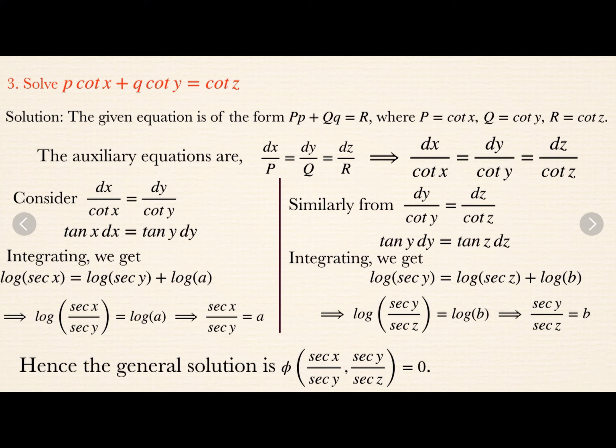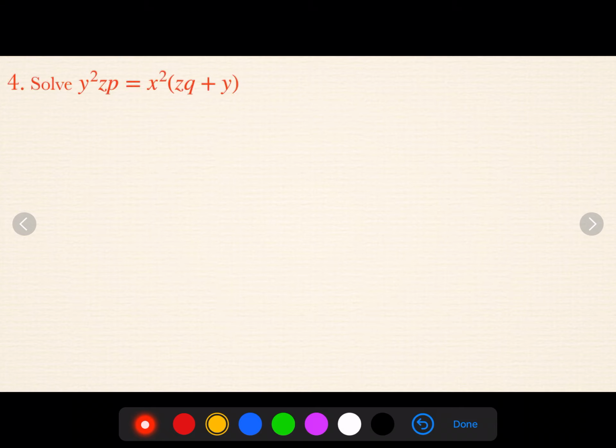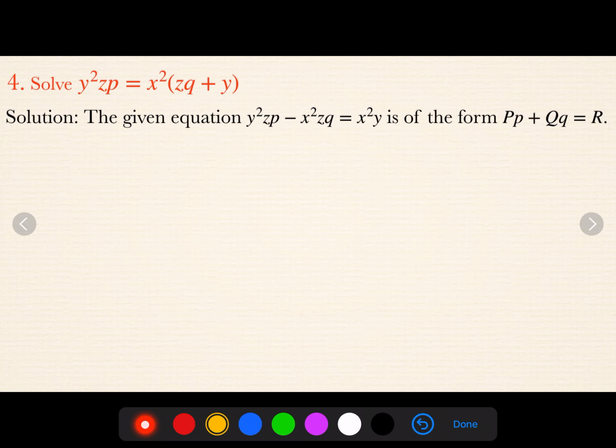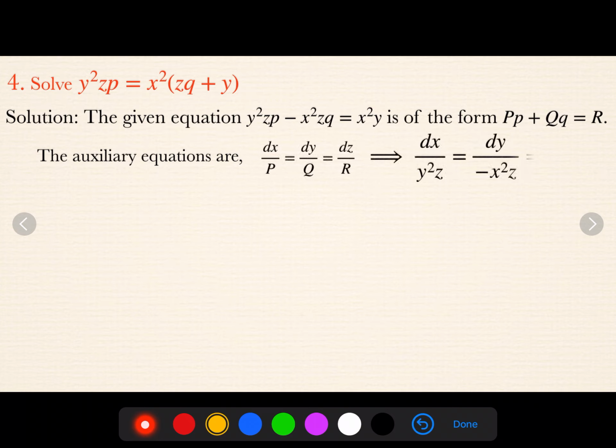Okay. The fourth problem: solve y square z into p is equal to x square into z cube plus y. First transform into the standard form, that is, y square z p minus x square z q is equal to x square y. So now it is of the form Pp plus Qq is equal to R. Write the auxiliary equation dx by capital P, dy by capital Q is equal to dz by capital R. Substitute the values of capital P, capital Q and capital R. Careful, the sign is also important. Whatever the coefficient of Q is, that should be in the denominator including the sign.